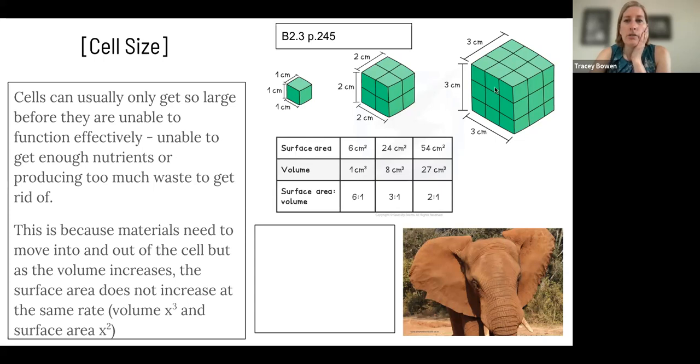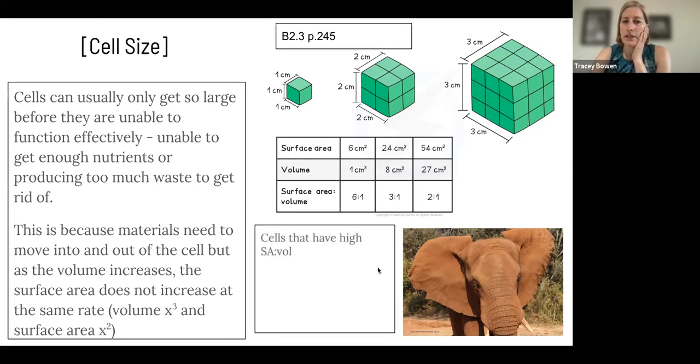And so the volume is getting much bigger more quickly than the surface area is, because volume cubes and surface areas use squares. And as a byproduct, not enough stuff can come in and out of this cell in order to accommodate all of the things going on in the cell.